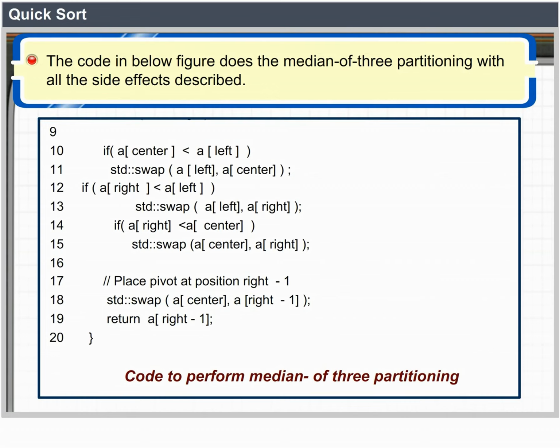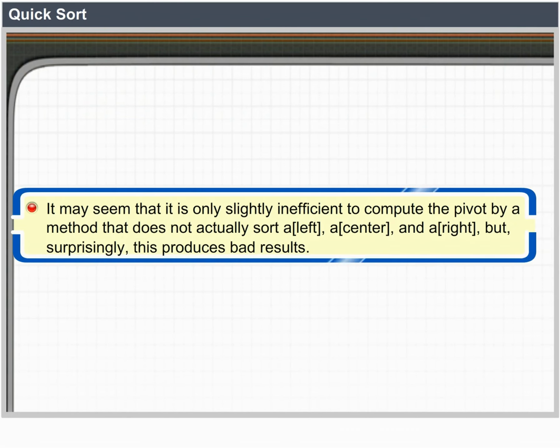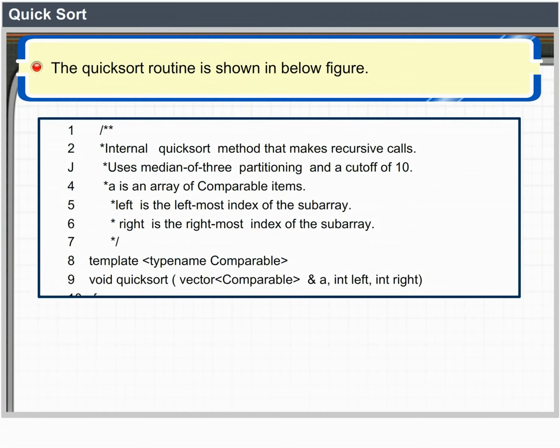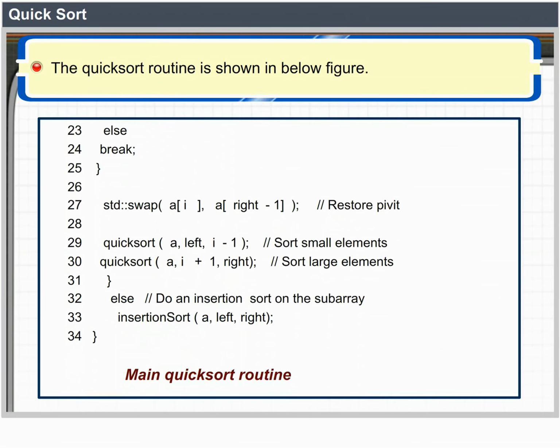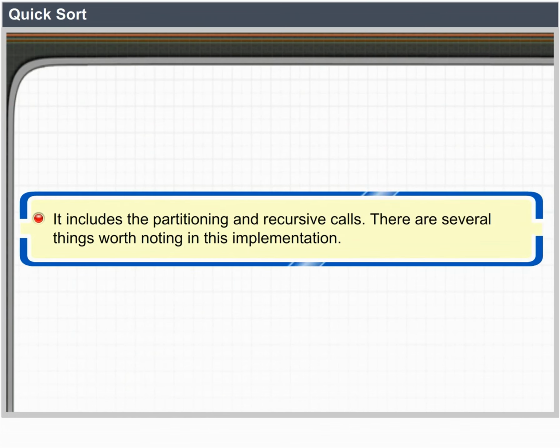It may seem that it is only slightly inefficient to compute the pivot by a method that does not actually sort A of left, A of center, and A of right, but surprisingly, this produces bad results. The quicksort routine is shown in the figure below. It includes the partitioning and recursive calls. There are several things worth noting in this implementation.